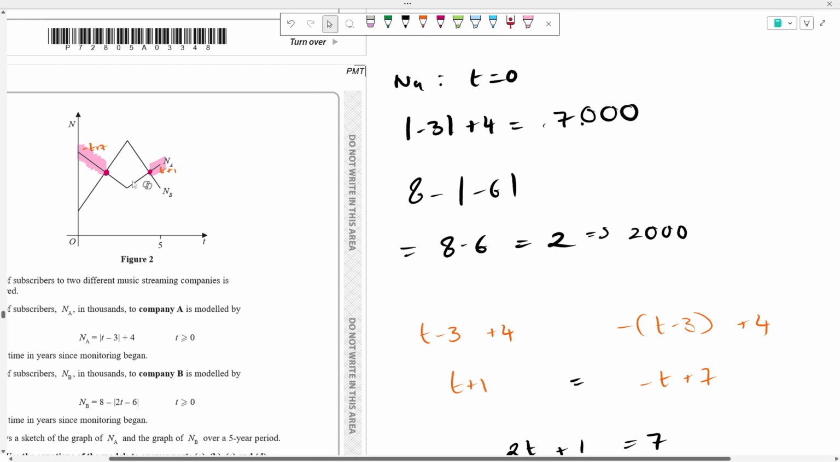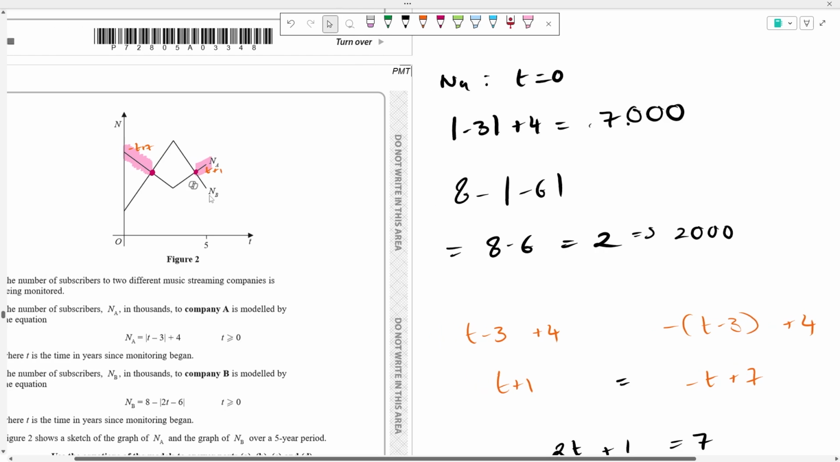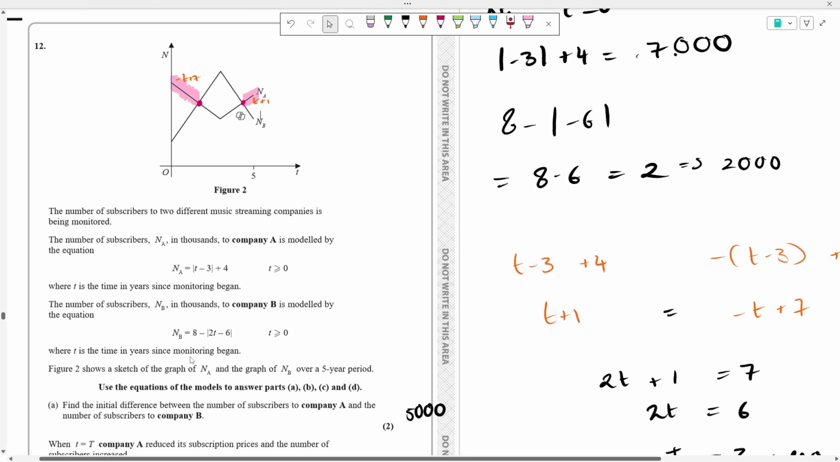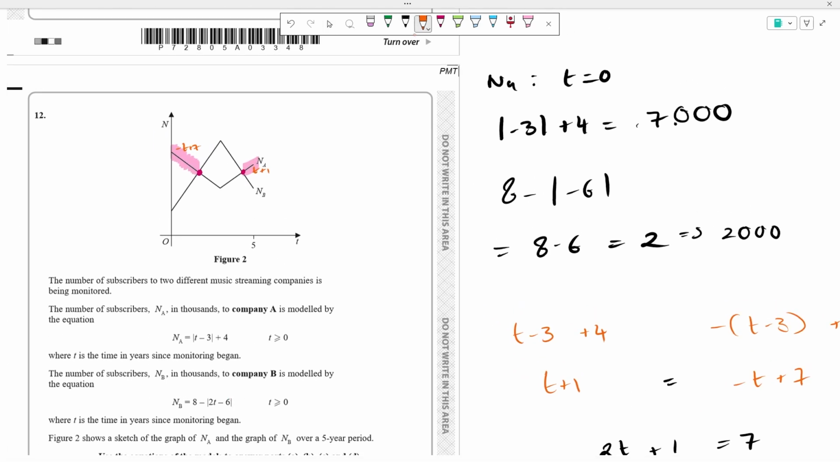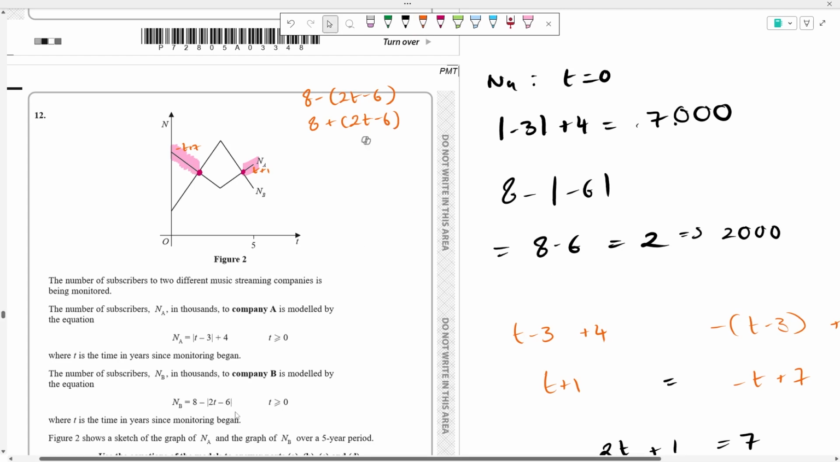Okay, and I'm going to do something very similar with NB, and this will help us work out these intersection points. Well, for NB, we're going to have 8 minus 2t minus 6, so you just keep it the same. And then we change the minus to a plus, like so. The reason why we can do that is because of the modulus. It turns all your negatives to positives, and that allows your minus and plus to essentially change.